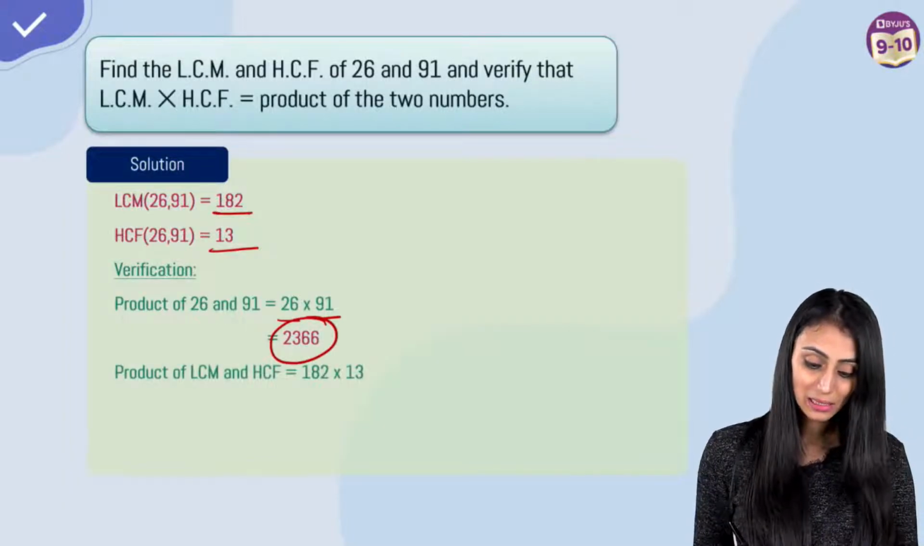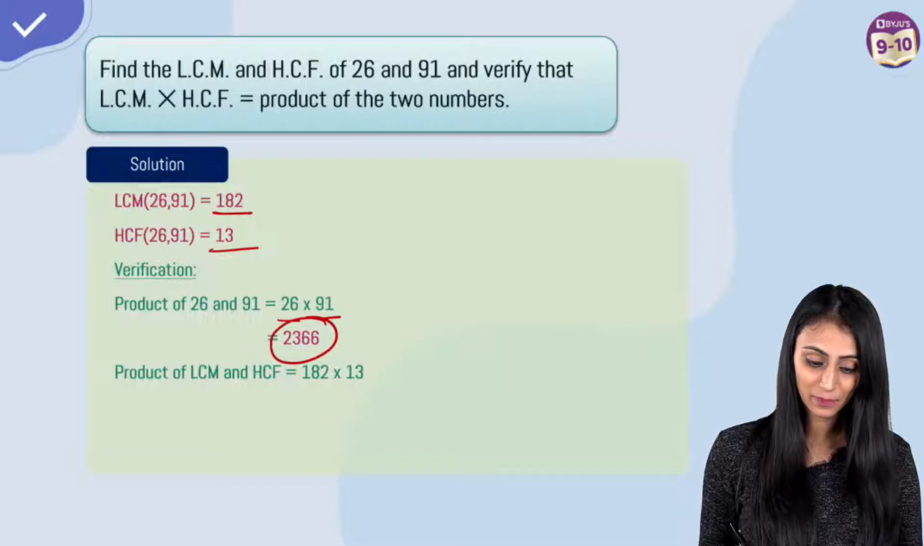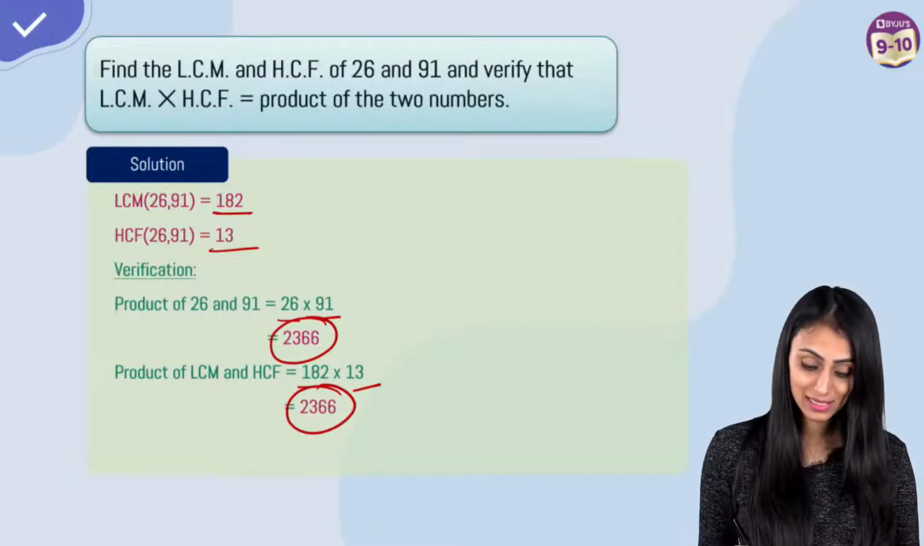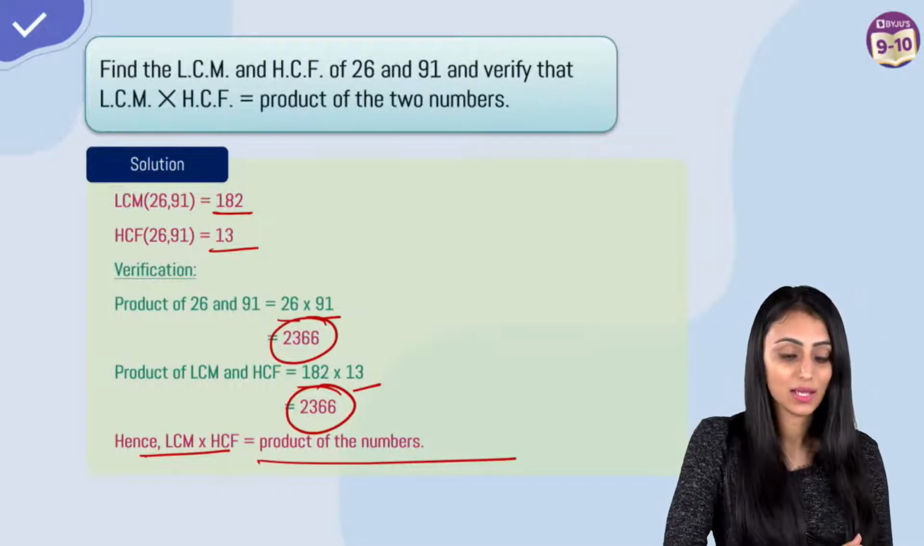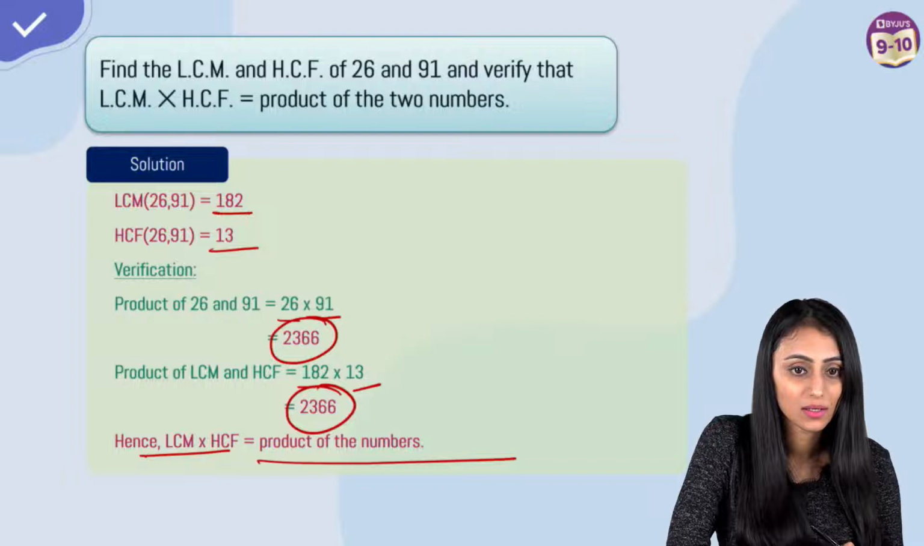Now let's multiply their HCF and LCM, right? LCM is 182, HCF is 13. Again, I am getting 2366. So we can say that HCF times LCM is equal to the product of the two numbers.